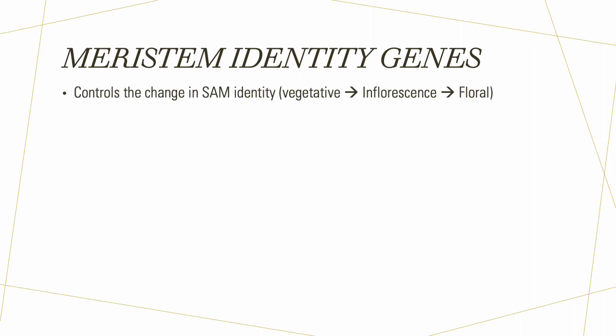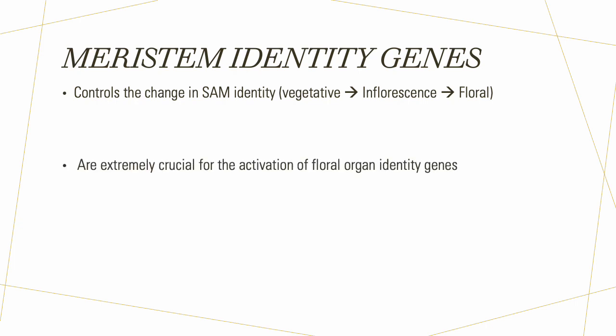So let's discuss the meristem identity genes. The meristem identity genes control the change in the SAM identity, that is from vegetative to inflorescence to floral. They are extremely crucial for activation of floral organ identity genes. Please remember that the meristem identity genes are always responsible for activation of the second class of genes called organ identity genes. If some problem happens with the meristem identity genes, the organ identity genes will not be activated. So I hope that makes sense. So meristem identity genes control the change in identity and they are extremely crucial for activation of the next set of genes, that is organ identity genes.